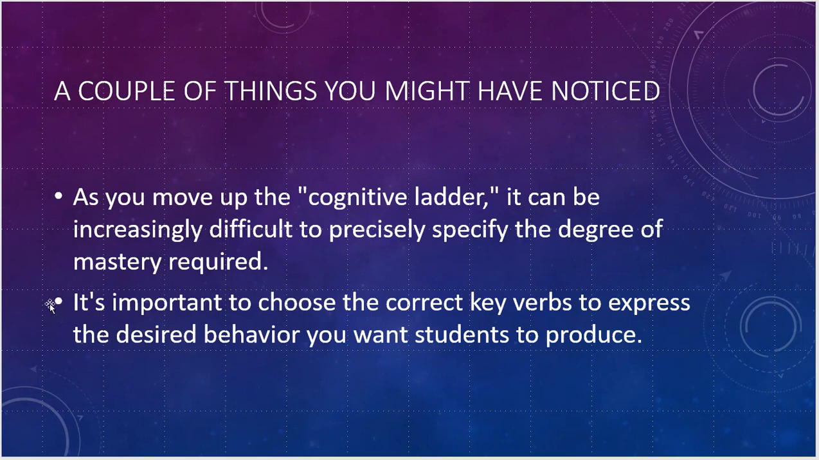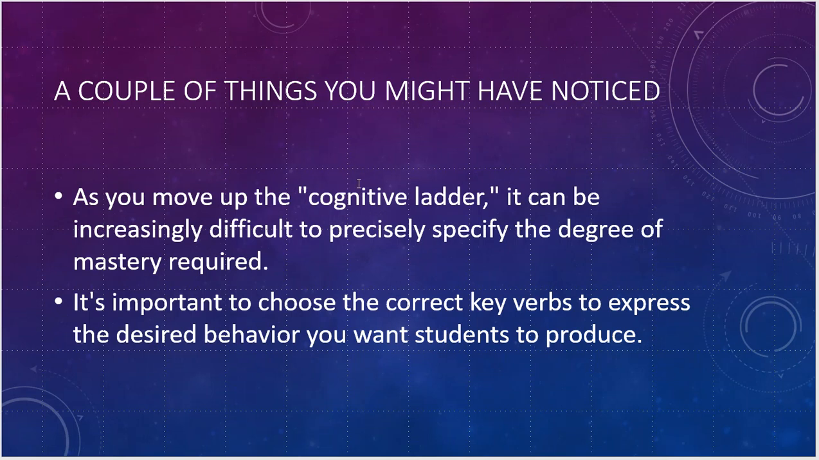All right, so you might have noticed a couple things. As you move up from lower order to higher order thinking skills, it can be increasingly difficult to be precise in the degree of mastery. That's why you may refer to a rubric instead. But it's also important to choose correct key verbs to express the behavior you want the students to produce. Because that key verb, and the context it's in, lets you know which level of thinking skills you're asking your students to do.